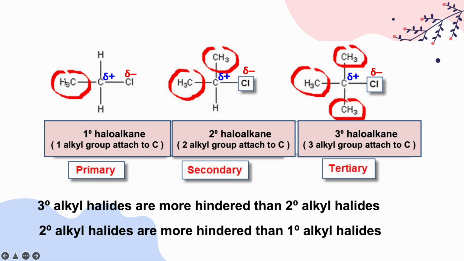So this is primary haloalkane, only one R group, one alkyl group attached to the carbon. And then this is secondary haloalkane, two alkyl groups attached. Tertiary haloalkane, three alkyl groups attached. So SN2 does not favor tertiary, because the back attack is hindered by these R groups. Tertiary alkyl halides are more hindered than secondary alkyl halides. Secondary alkyl halides are more hindered than primary alkyl halides.